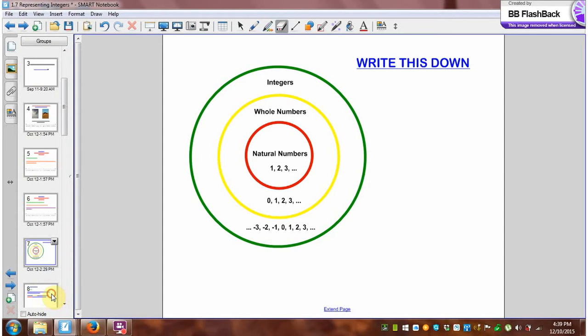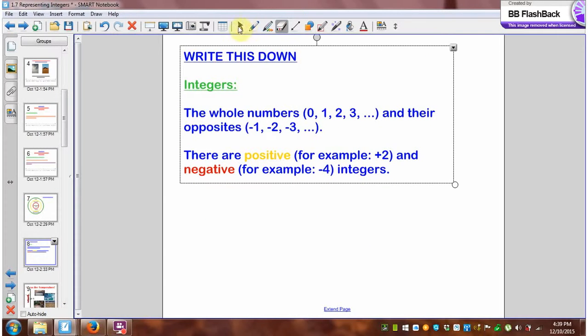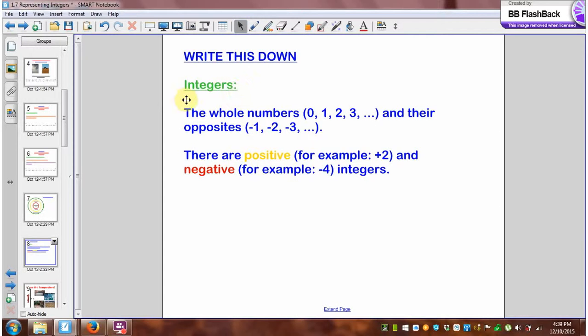Okay, with that being said, here's our first little note. Integers, we just talked about it. Integers are the whole numbers, so 0, 1, 2, 3, and their opposites, being -1, -2, and -3. I want you to write that down, and also write this note down. There are positive integers, for example +2, so this would be 1, 2, 3, all of these positive numbers, and negative integers, for example -4. So there's positive and negative integers. Pause until you have all this written down and you're ready to go.